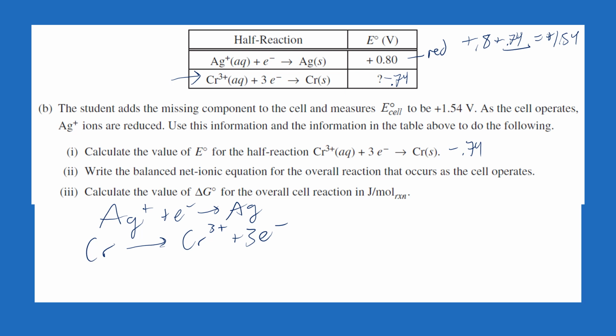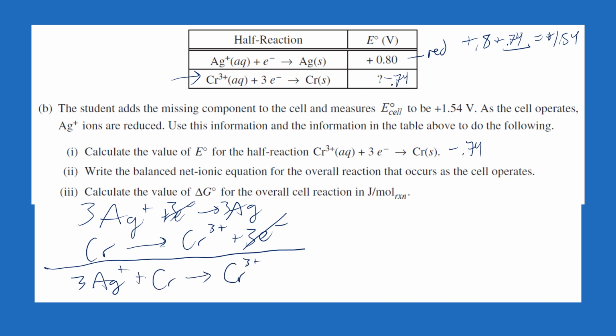So I need to multiply the top reaction here by 3. That way the 3 electrons will cancel, and the electrons must cancel. So I have my 3 silver ions reacting with the solid chromium to form the chromium 3+ ions and the 3 solid silvers. That is my balanced net ionic equation. You should include states, but I don't believe they'll take off points for that. But it will help you understand what's going on a little bit better.